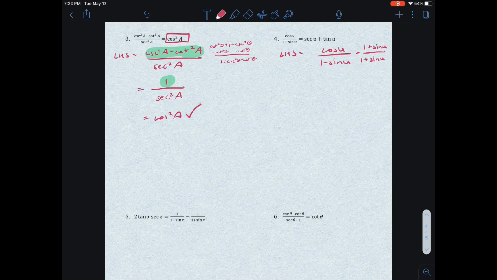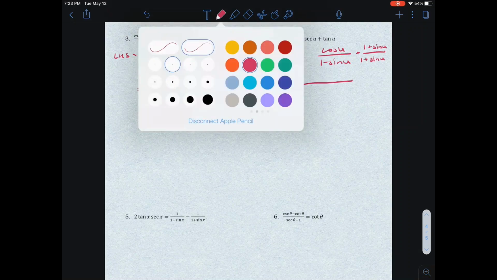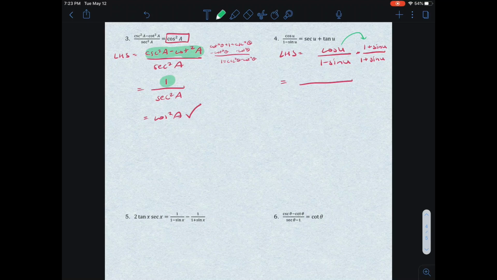So this time I'm going to distribute the top and the bottom, okay? If I multiply the top out, all I'm doing here is distributing the cosine of u. So if I distribute the cosine of u carefully, I'll get cosine of u plus cosine of u sine of u. On the bottom, if I multiply that out, it would be a difference of squares, so I'll just end up with 1 minus sine squared of u. Feel free to follow that out just to verify that this is what you would get.